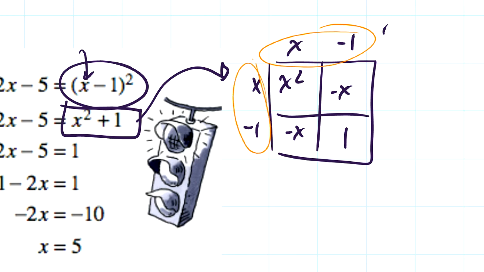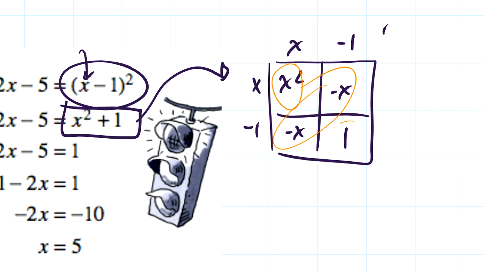And when I do that, I end up getting x squared minus 2x minus a 1. I'm sorry, plus a 1. So this is x squared, and then you can see that's minus 2x, and then it's a positive 1.